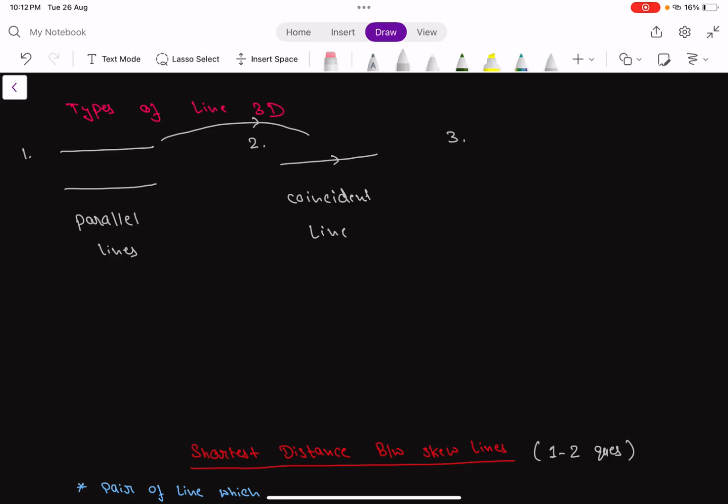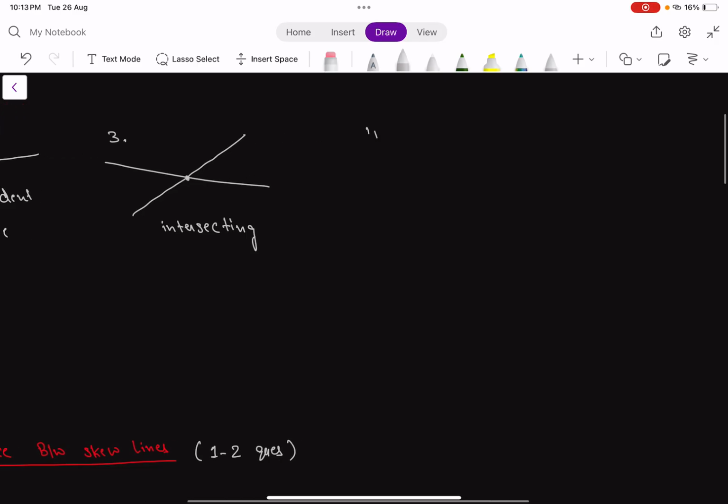And the third type will be two intersecting lines. I can easily draw two intersecting lines. These both lines are intersecting at a common point. And after that there is a specific type which is neither parallel nor intersecting. Now many students face a problem here. They are not prepared for this part, thinking how we can draw such a type of line which is neither parallel nor intersecting. Actually its other name is skew lines, which we will discuss today.